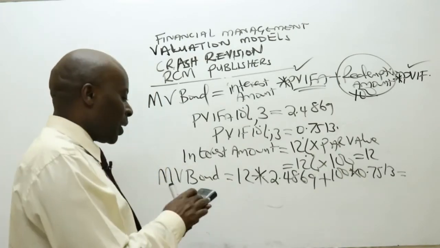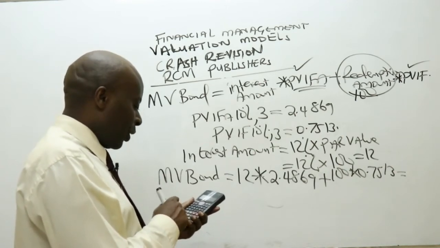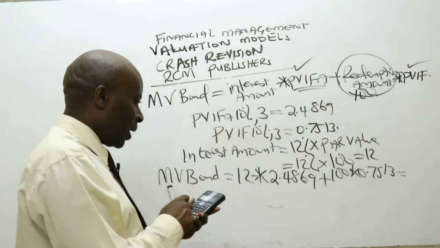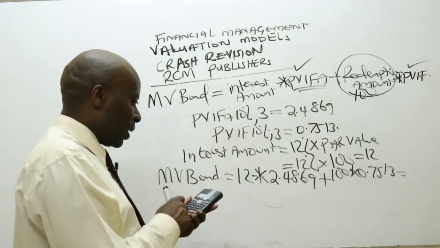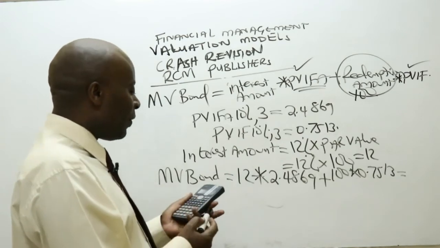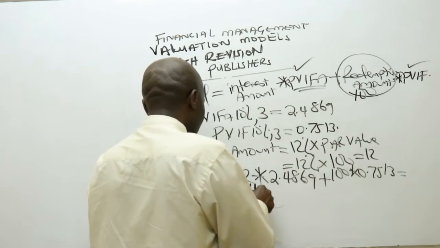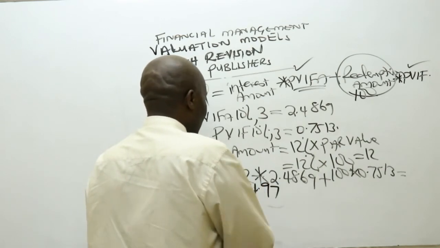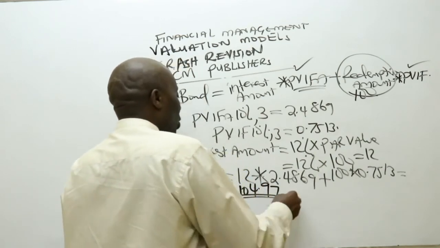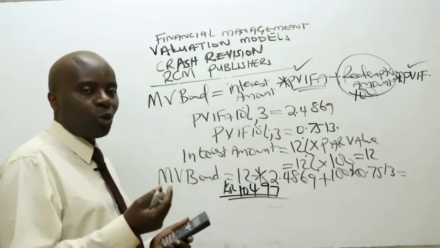Using your calculator, what do we have here, somebody? We have 12 times 2.4869 plus 100 times 0.7513, which will end up giving us 104.97 Kenya shillings. This is what we call the intrinsic value, the truthful value.